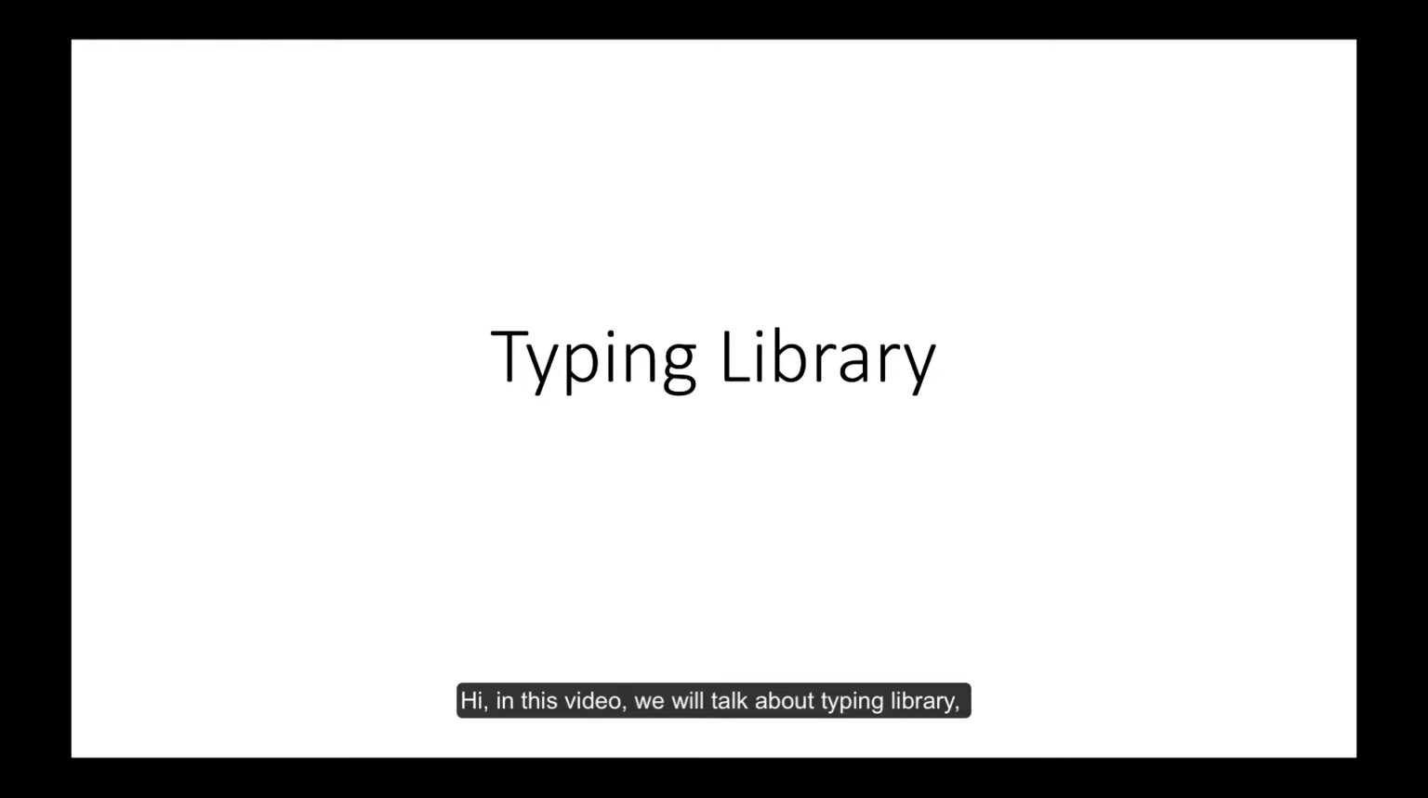Hi, in this video we will talk about the typing library. We already know variable annotation for some basic types like string and integer. So how about other complex types in Python like list, dictionary, even a callable function as parameters?